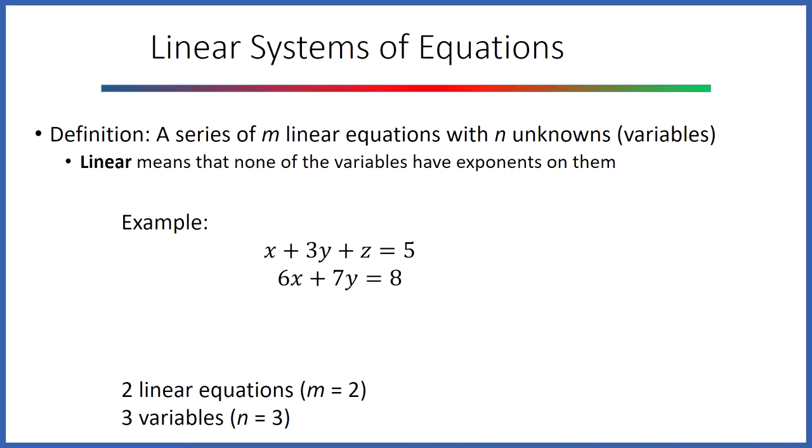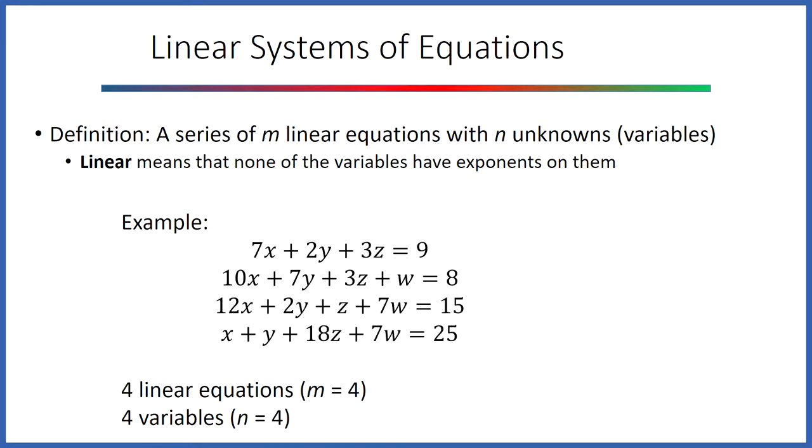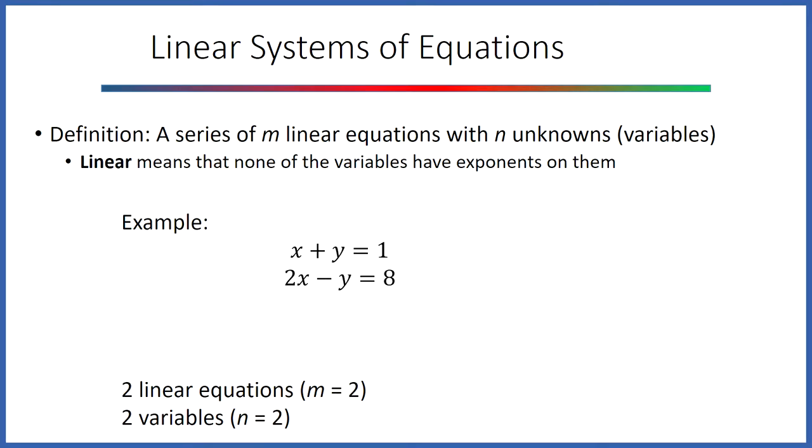The definition of a linear system of equations is a series of m linear equations with n variables or unknowns. Basically, it boils down to multiple equations that include multiple variables. Here's one example. x plus 3y plus z equals 5, and 6x plus 7y equals 8. This system of equations has two linear equations and three variables. Here's another example, this time with four linear equations and four variables. And another example with two linear equations and two variables.